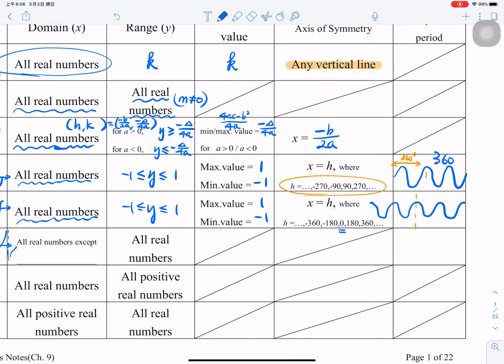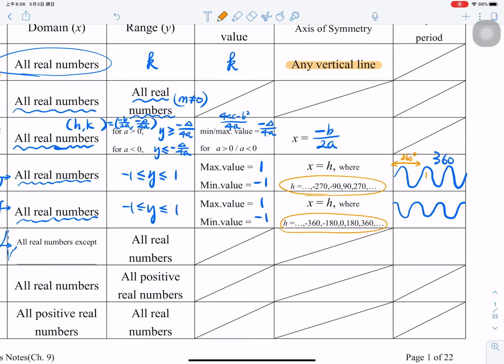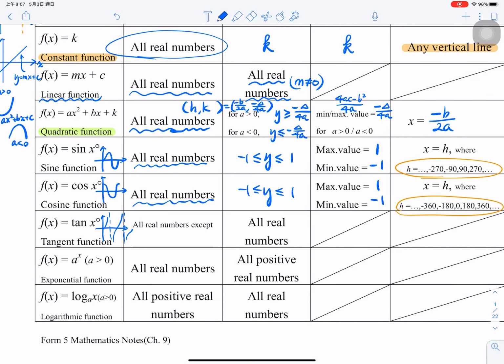Okay, so you see that when x equals h, for h equals negative 360, 180, 0 degrees, etc., it can be the axis of symmetry. Again, how about the period? Again, 360 degrees, right? So the answer is 360 for cosine. Okay, how about tangent theta or tangent x?